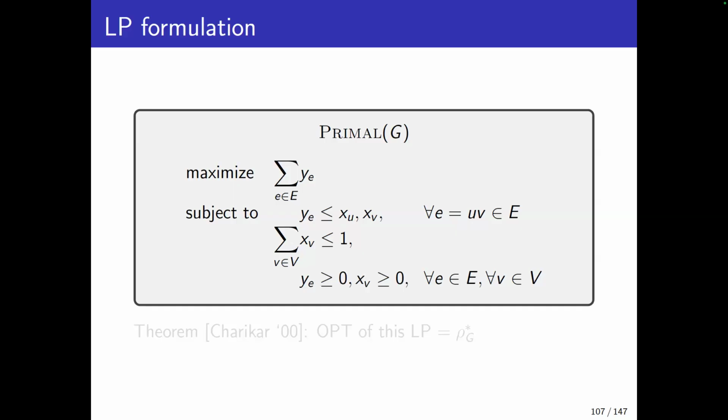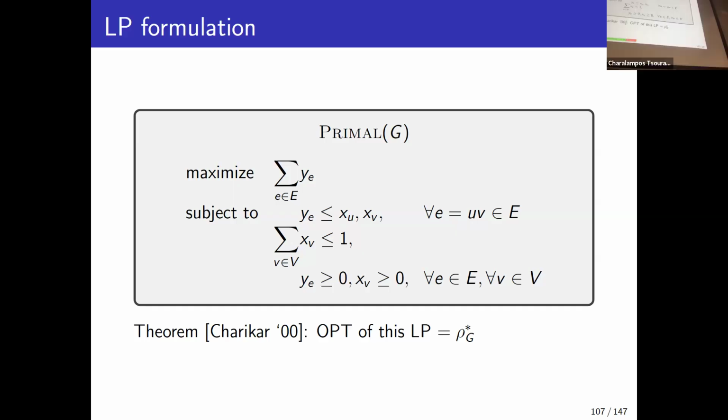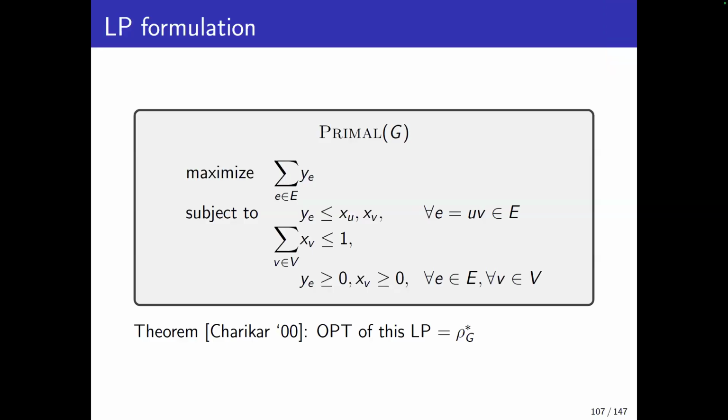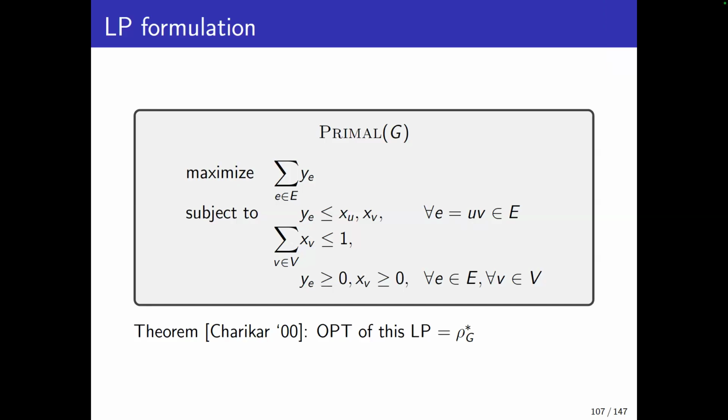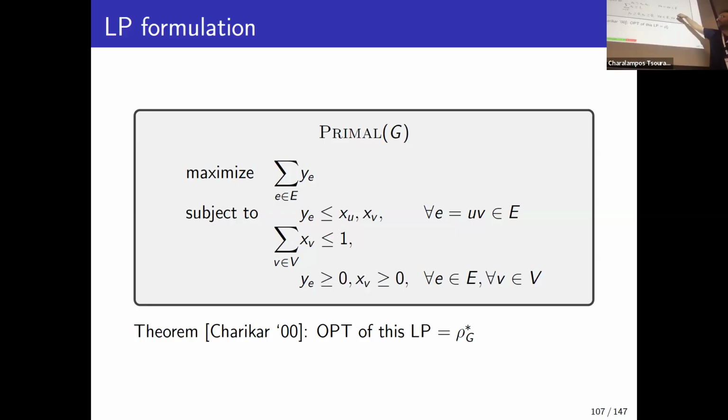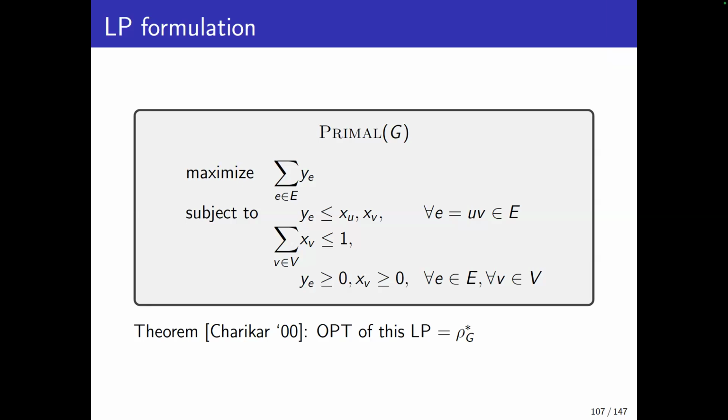Charikar proved that actually the optimum of this LP, linear program, is equal to the optimal degree density. So the value of this LP, and I'm not doing the proof, is equal to the degree density. And he also showed how by solving this program and getting those values, x and y, you can use the x values to get the optimal solution.